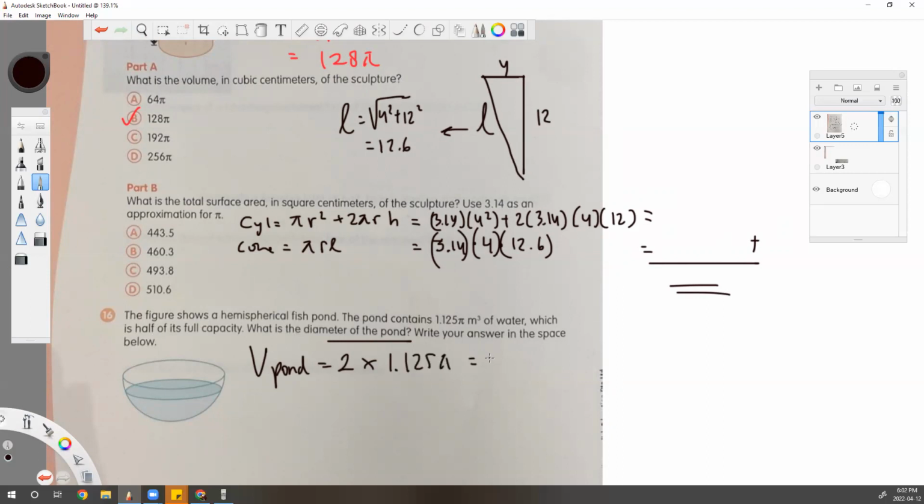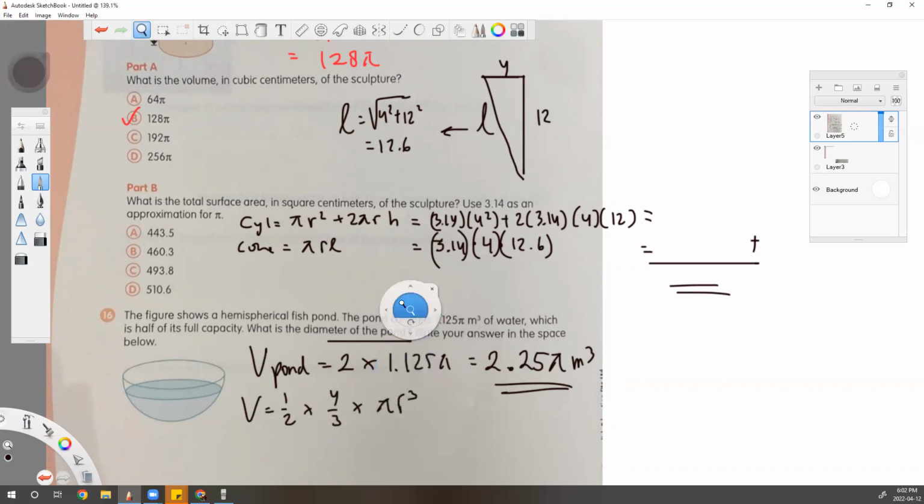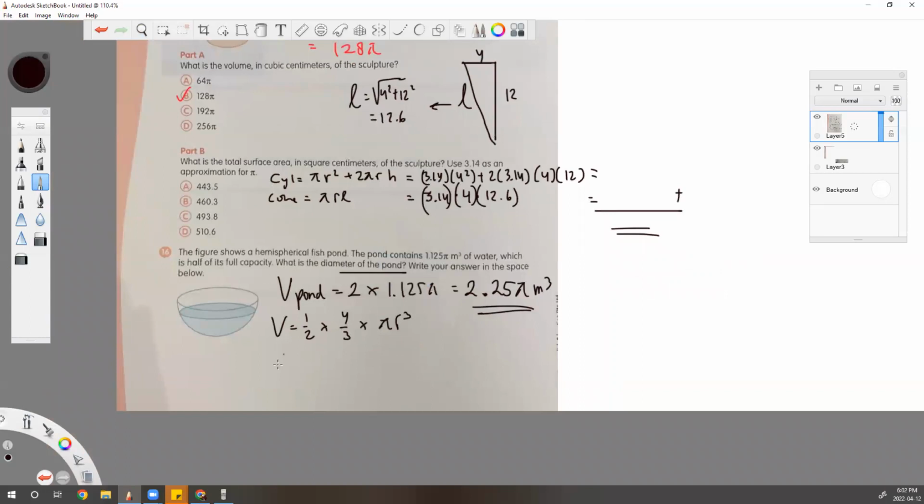So 2.25 pi meter cube, right? Twice the size, because the fish pond is half filled with water. So the volume is half times 4/3 times pi r cube, because that's the volume of the hemisphere. 2.25 pi equals, right? Pi, you can cross this, equals 2/3 times pi times r cube. And you can cross this pi out.